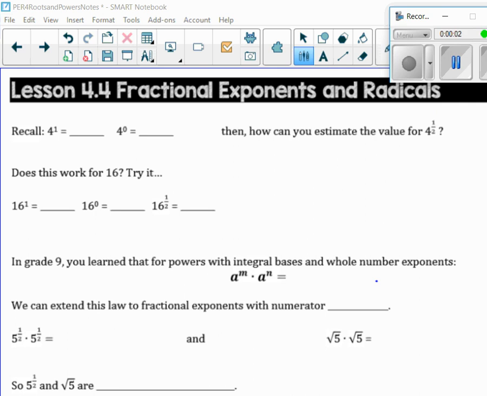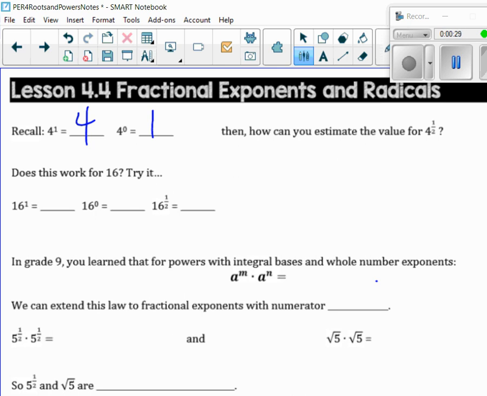4 to the power 0 is 1. Did you remember that it's 1? So, any guesses on 4 to the power a half? I hear 9, I hear 8. Anybody?